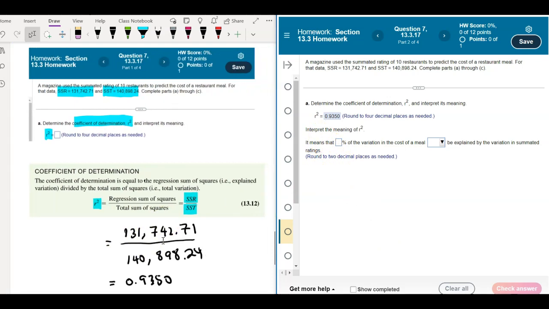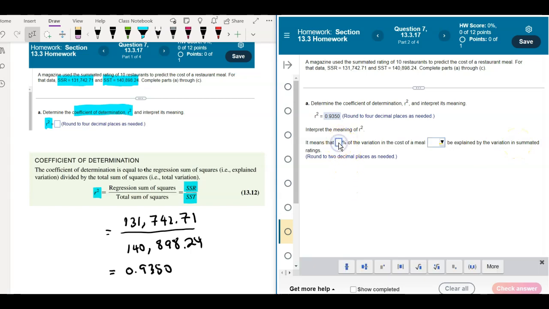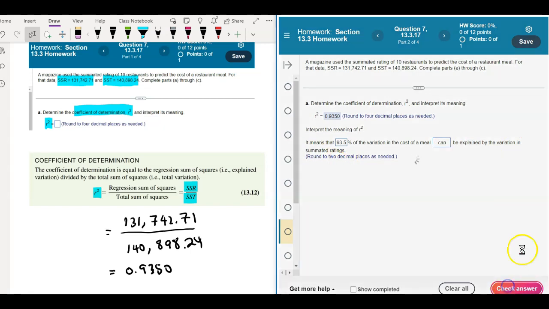Now, the meaning of this, right? As we explained in previous questions, whenever you multiply by 100, that's going to be 93.50. 93.5% of the y value is explained by the x value. And it happened here to be that the y value is going to be the cost of the meal, and the x value is going to be the rating of the restaurant, right? So we're going to plug in here 93.5 percent. And this can be explained by the rating.